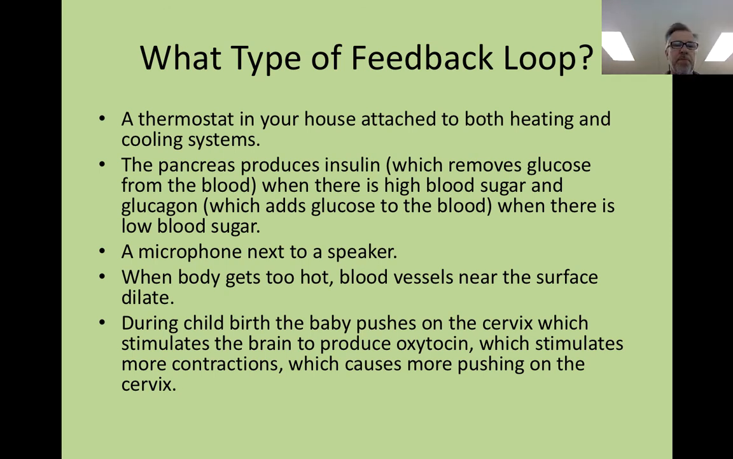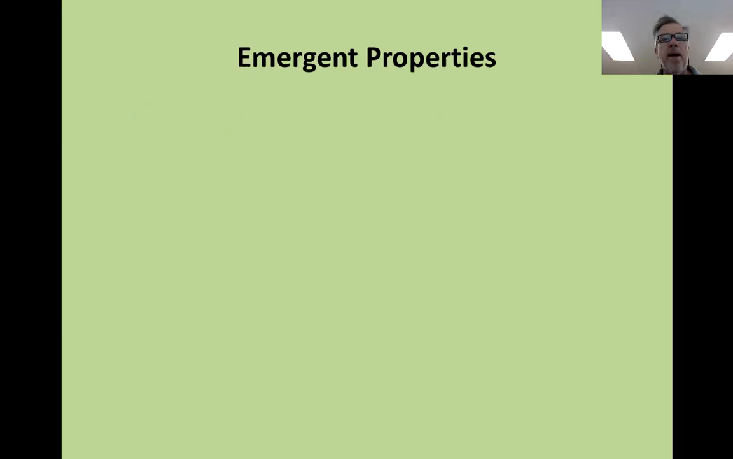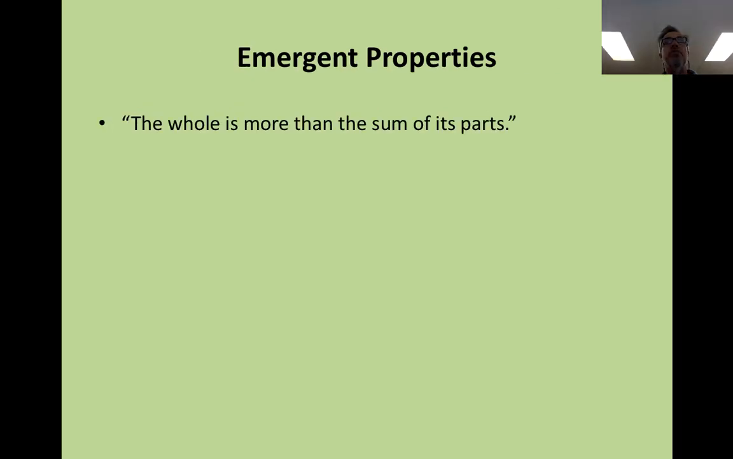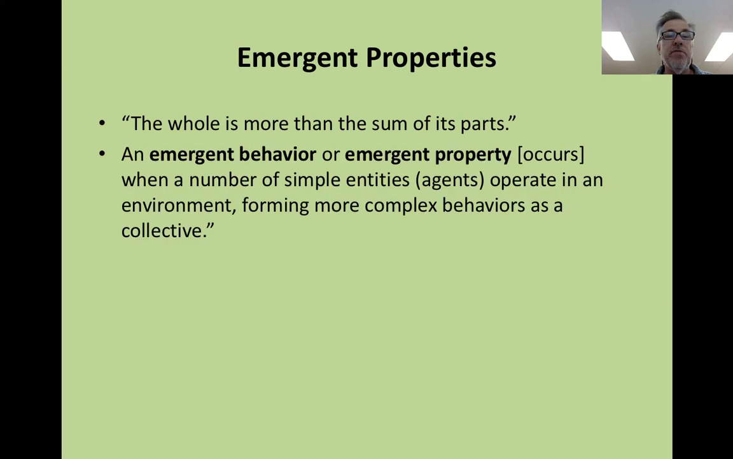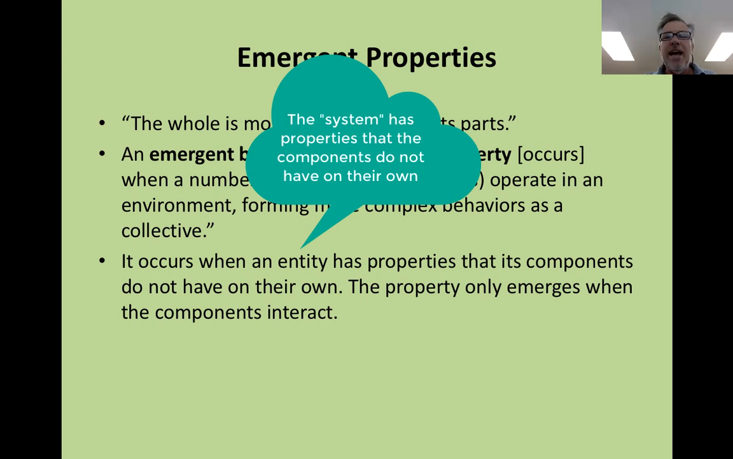The next thing on our list about properties of systems, we were talking about emergent properties. The idea of emergent properties is expressed in the common aphorism, the whole is more than the sum of its parts. Because the technical definition of emergent properties is when a number of simple entities or agents that operate in a systematic way in an environment form a more complex behavior as a collective than they can individually. That is what an emergent property is. The entity has properties that its components do not have on their own. The property only emerges when the components interact, when they're organized in a way to create this new behavior.